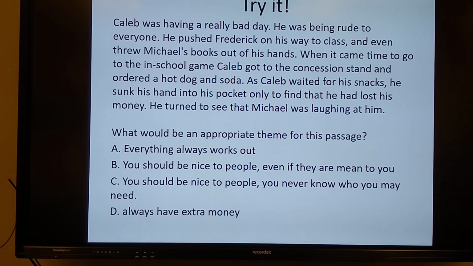Caleb was having a really bad day. He was being rude to everyone. He pushed Frederick on his way to class and even threw Michael's books out of his hands. When it came time to the in-school game, Caleb got to the concession stand and ordered a hot dog and soda. As Caleb waited for his snacks, he snuck his hand into his pocket only to find that he had lost his money. He turned to see that Michael was laughing at him.